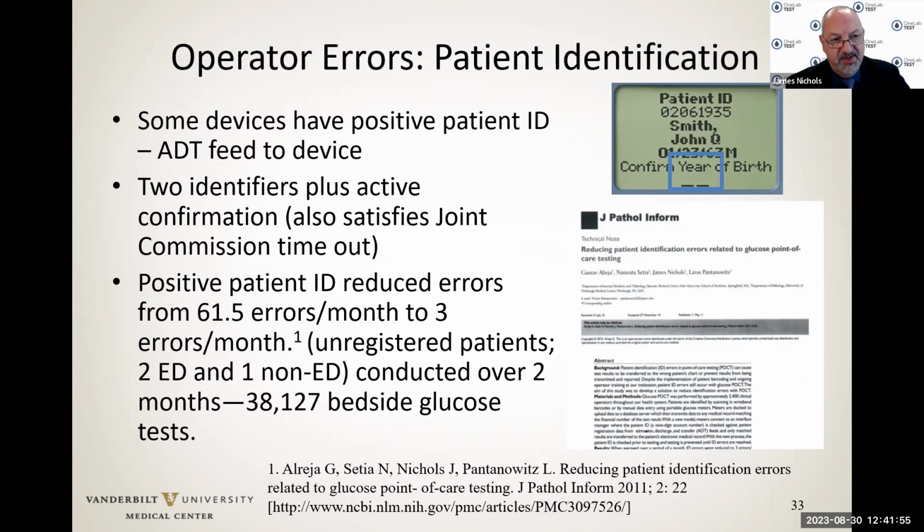When we implemented positive patient ID, our error rates dropped from about 62 errors a month in the emergency department to less than 3. And those 3 were on patients that were unregistered. In other words, they tested them as traumas coming through, and we didn't have them registered. So once we changed that process and started registering patients earlier, we have much lower rates, and we were able to reduce this to practically 0.